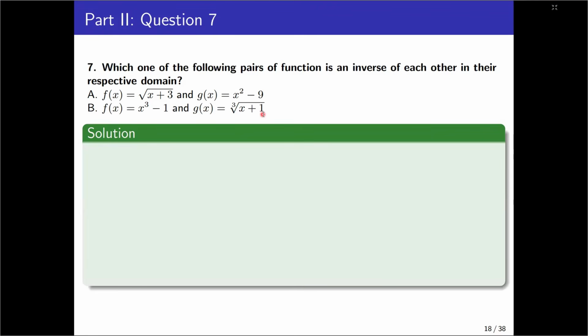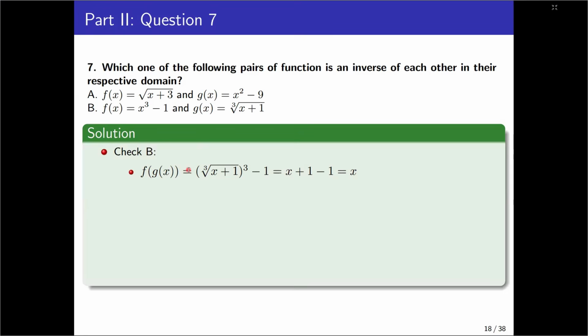Okay, I think two alternatives remain. Let us check for B, that is f of g of x. f of g of x would be the cube root of x plus 1, minus 1, which is equal to x plus 1 minus 1, which is equal to x.